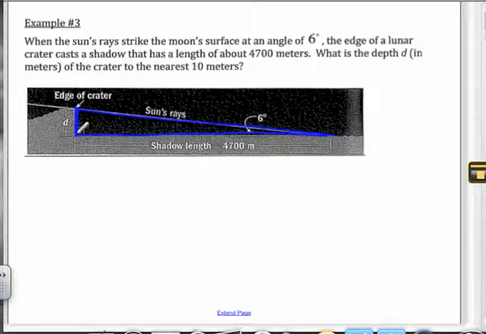Okay? It says, when the sun's rays strike the moon's surface at an angle of 6 degrees, the edge of a lunar crater casts a shadow that has a length of about 4,700 meters. We see it down there, don't we? What is the depth, D? That means they want to know that side of the triangle. In meters. Of the crater to the nearest 10 meters. Not tenths, not decimal points, but the nearest tens.